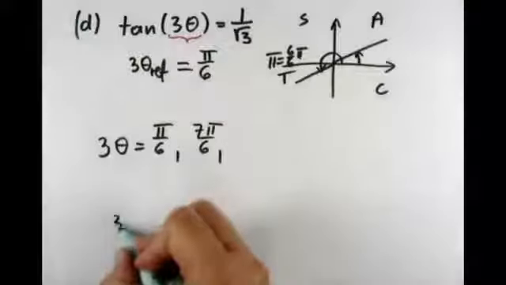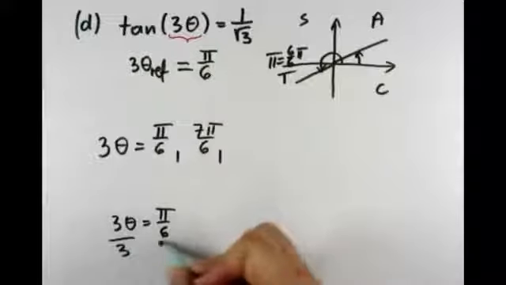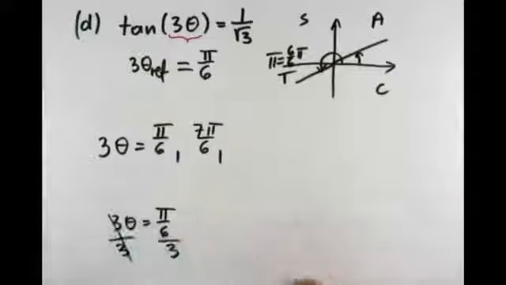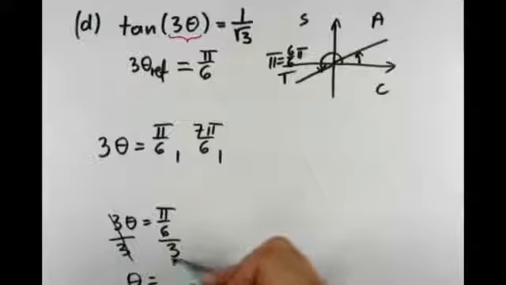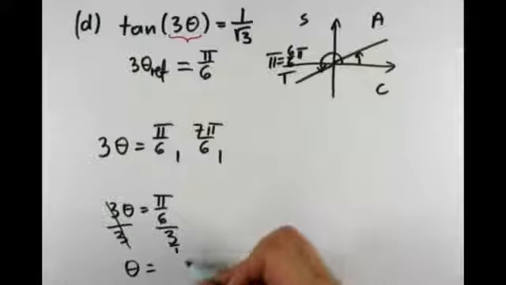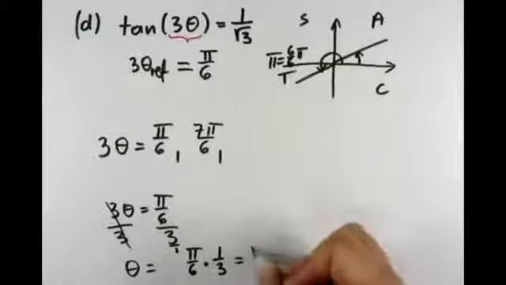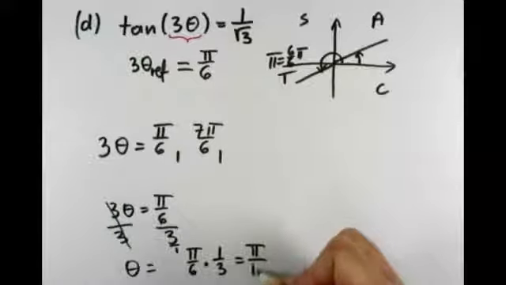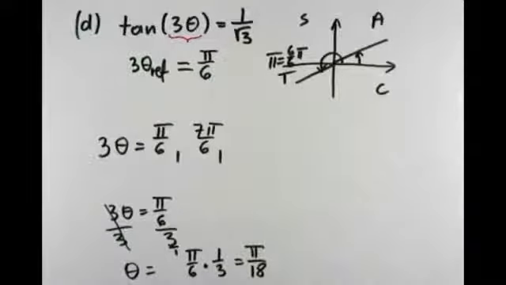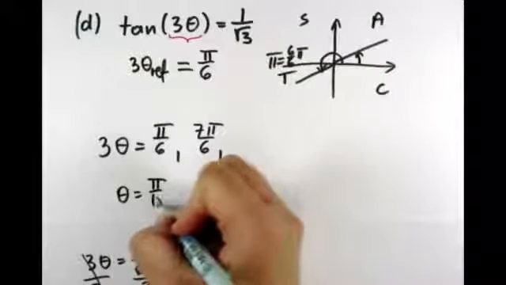So what I have, 3 theta is pi over 6. We divide by 3, divide by 3. This cancels out. So theta is equal to pi over 6, divided by 3, which is like 3 over 1. Flip it over: pi over 6 times 1 over 3. So this gives me pi over 18. In other words, I multiply each and every one by 1/3. So theta gives me pi over 18.